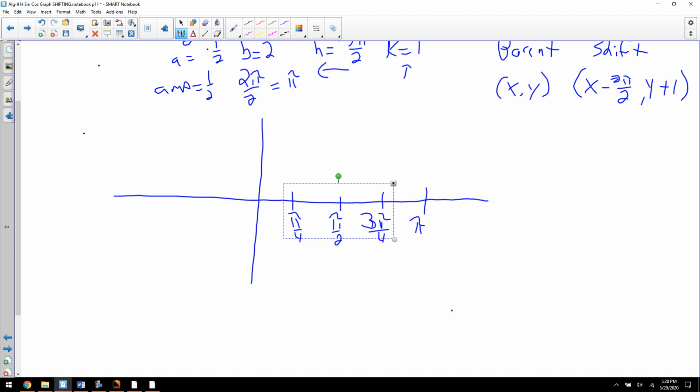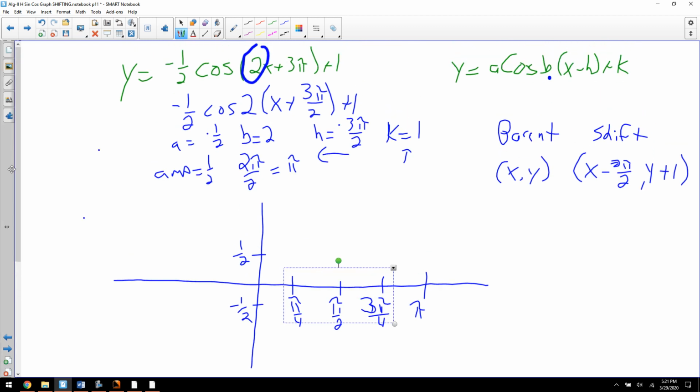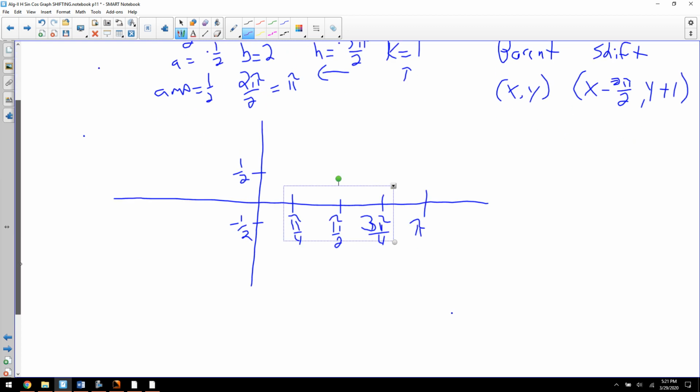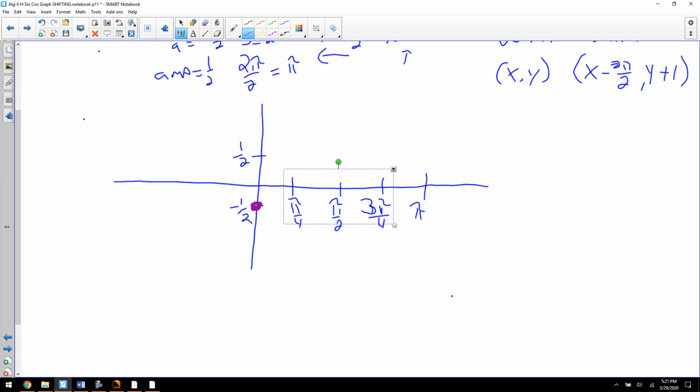From here, we know that the amplitude, mark it off at 1/2 positive and 1/2 negative. This was a cosine graph. Remember, your cosine graphs always start at the amplitude, whatever your a value is. Cosine always starts at your a value. Our a value here in this case is negative 1/2. So I have to plot my first point at negative 1/2. Then I go to 0, opposite of a, back to 0, and then back to a.